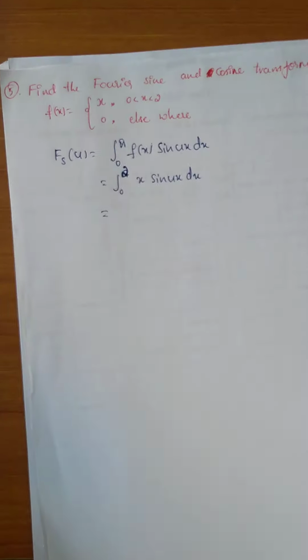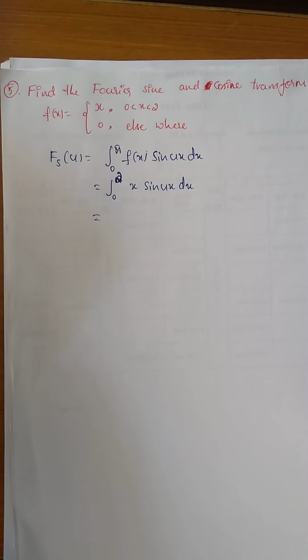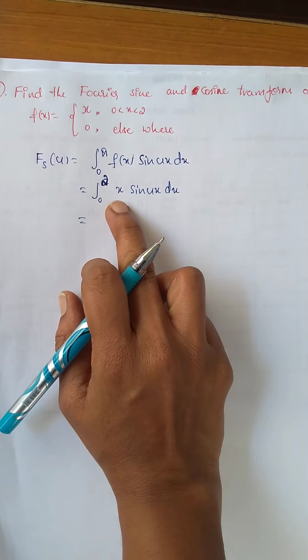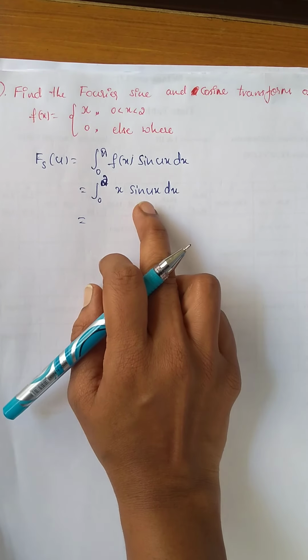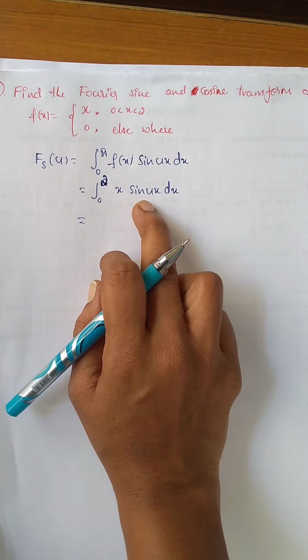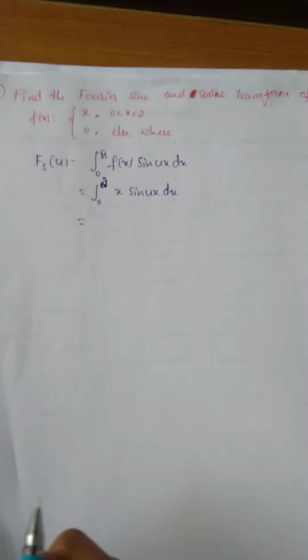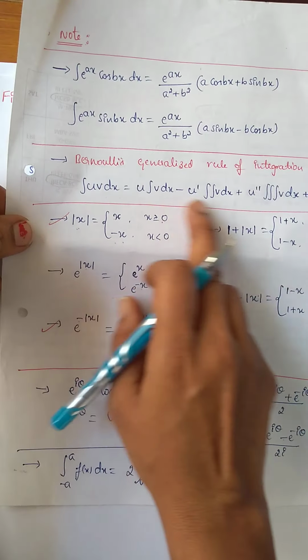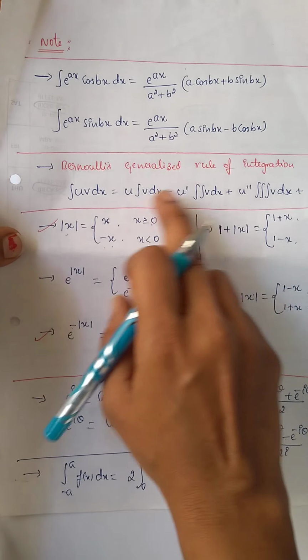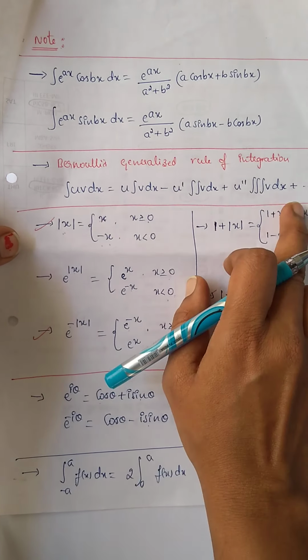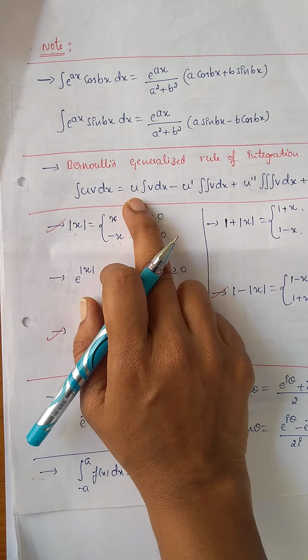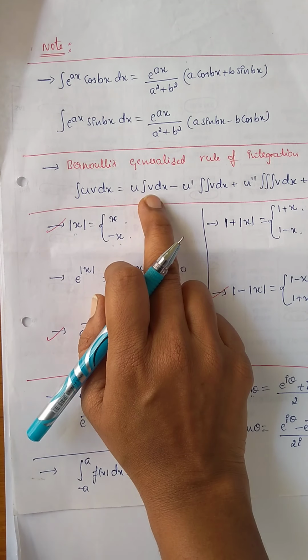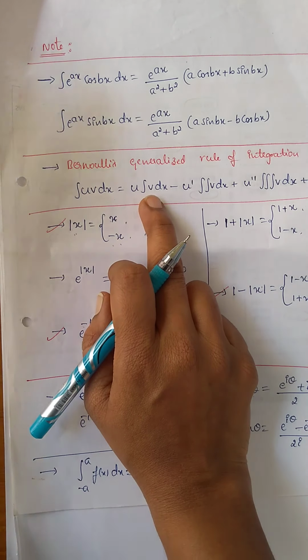You already used this type of integration in the second module, Fourier series. The first function is a polynomial, and sine ux is a continuous function, so we can apply Bernoulli's integration. Using Bernoulli's, the first function is differentiated, the second function is integrated, with alternating signs. The first function should always be the polynomial, and the second function can be a continuous function.